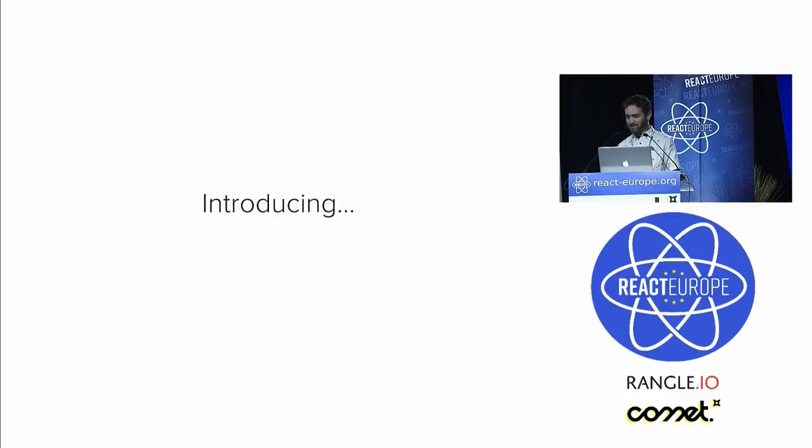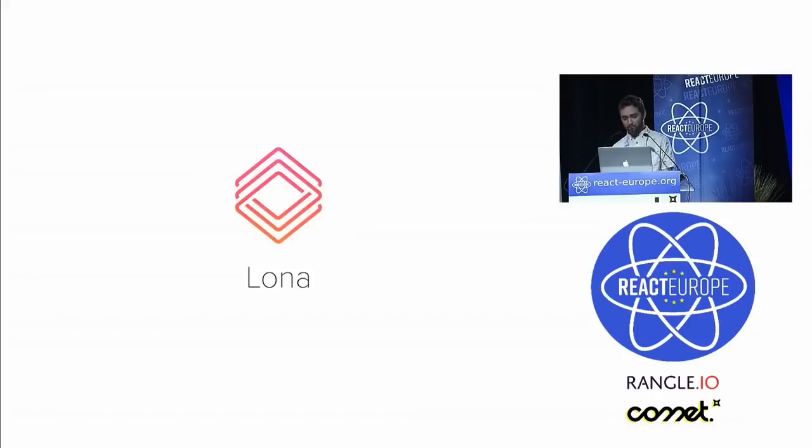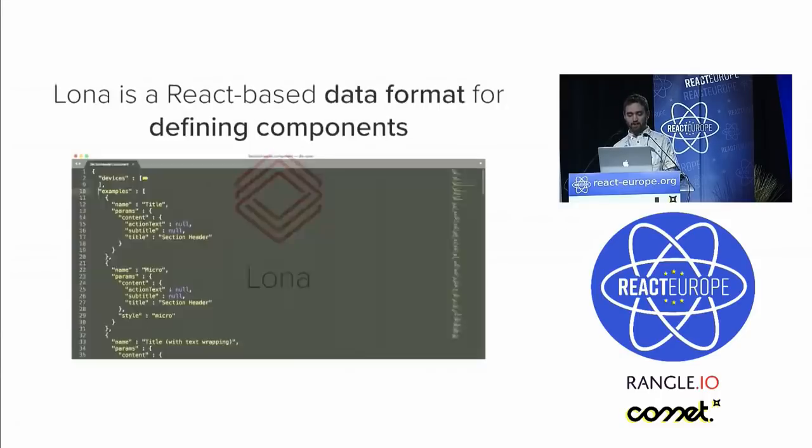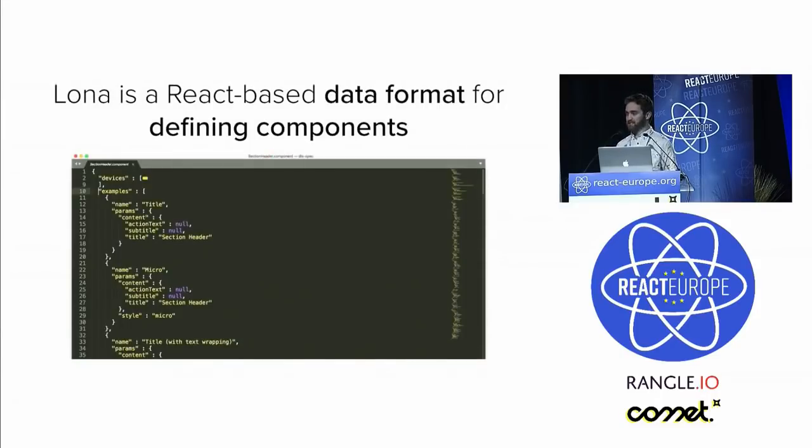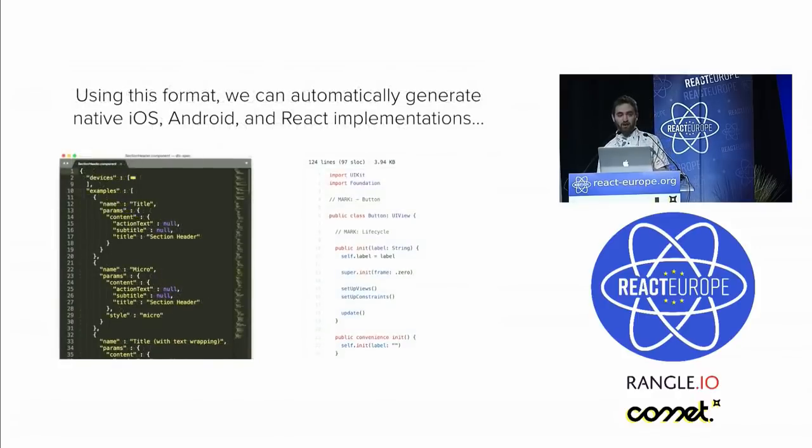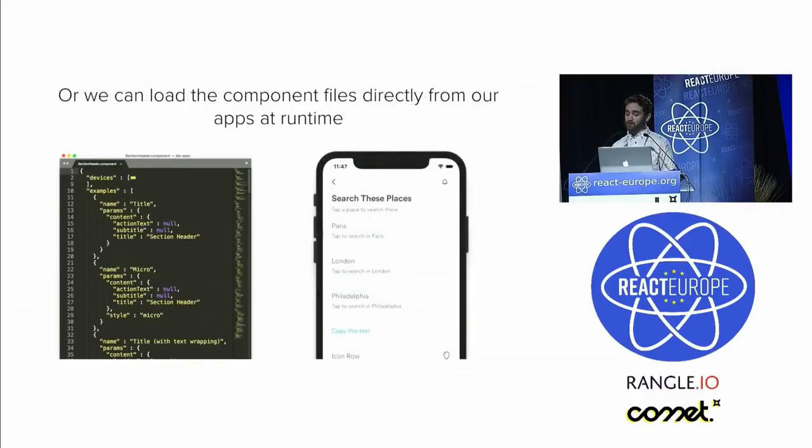And now is when I introduce something that is already open source, and you already might have seen it, and I've been working on it for a while, but I've never actually spoken about it before. It's called Lona. So this is an open source project, and Lona is a React-based data format for defining components. Using this format, we can automatically generate native iOS, Android, and React implementations, or we can even load the component files directly from our apps at runtime, so just load the JSON over the air and render it out.